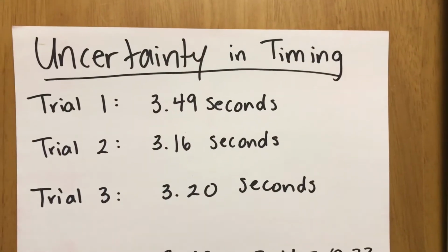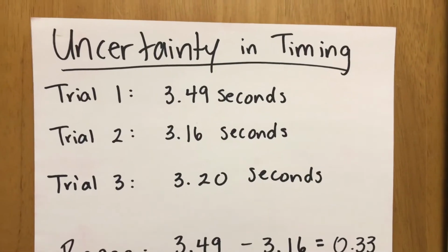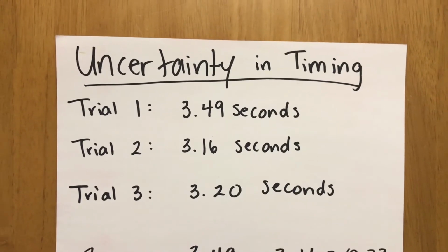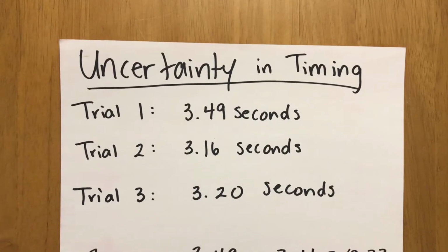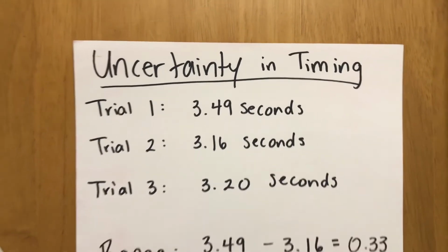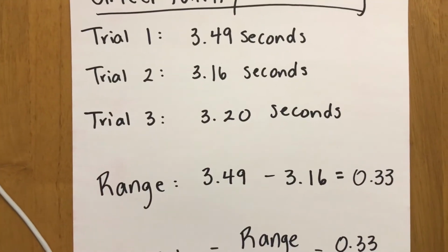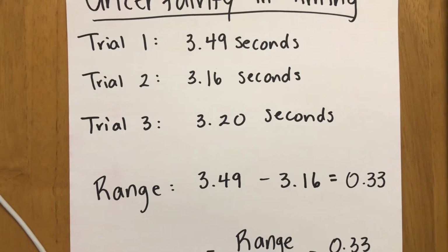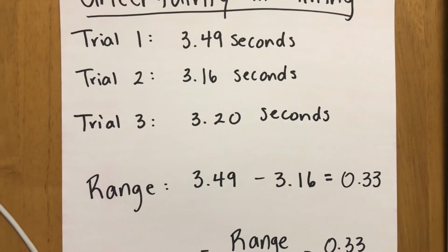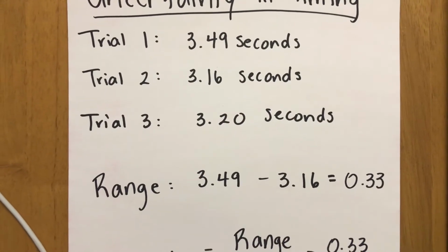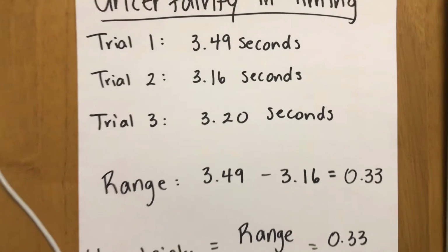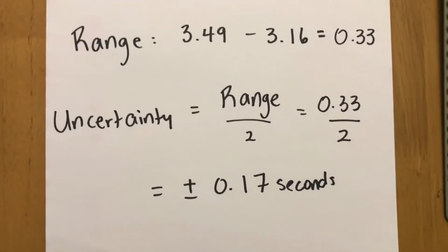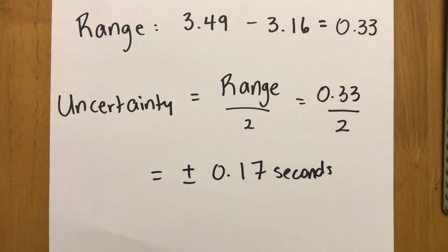So here are the times for the 3 trials that I did to figure out the uncertainty in my timing. The first thing I'm going to do is to figure out the range between my shortest time and my longest time. My longest time was 3.49 seconds. My shortest time was 3.16 seconds. The range is the difference between those 2 times, which comes out to 0.33 seconds. My uncertainty is that range divided by 2. That gives me an uncertainty of 0.17 seconds.